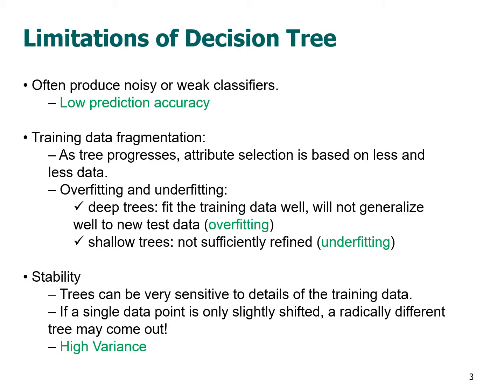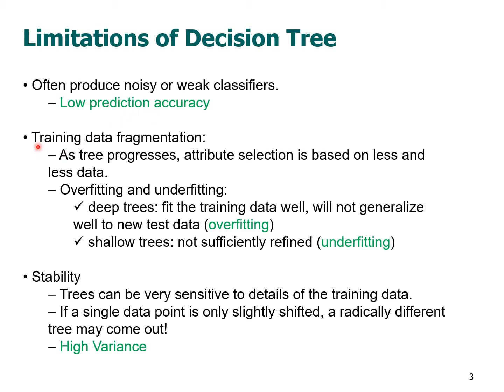Even though the decision tree is one of the classical machine learning algorithms, it has its own set of limitations. The first problem is that the performance of decision tree is not as competitive as other more advanced algorithms. Its prediction accuracy is quite low compared to other learning methods.